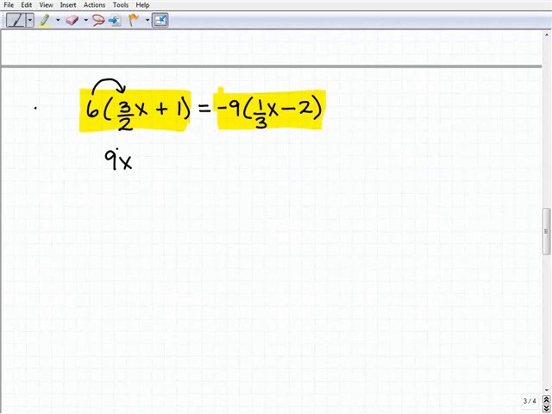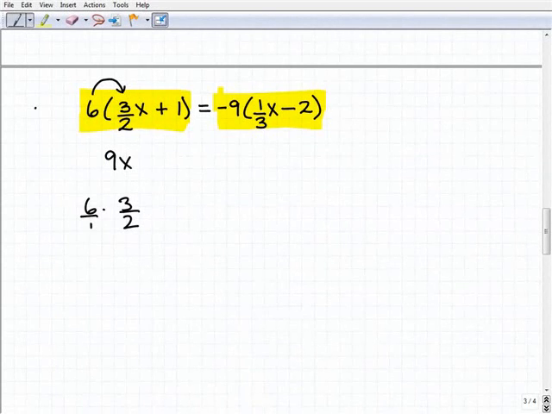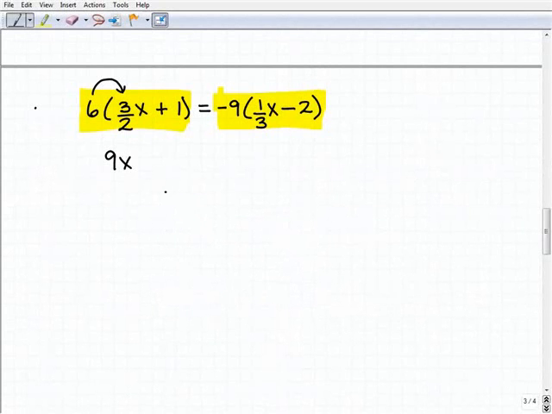Now, if you need to do some work and figure out what 6 times 3/2 is, don't do that work right in the middle of where you're going to be showing all your steps. Do that off to the side or on a separate piece of scratch paper, okay? But all of you, hopefully, got this to be 9, okay? If you didn't get 9x, then chances are you probably made a mistake with your fractions, okay? So this is going to be 9x. 6 times 3/2 x is 9x, plus 6 times 1 is 6.